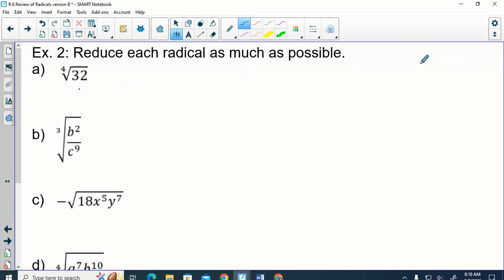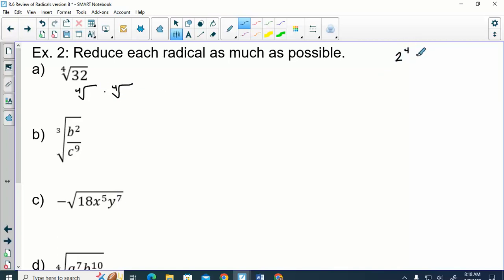Just like if I had said the square root of 8, you would think, okay, I could break that into a 4 and 2. Square root of 4 is 2, so it's 2 square root of 2. We're going to do the same thing with a fourth root. So you have to think about what is a perfect root that would go into 32. So think about things to the fourth power.